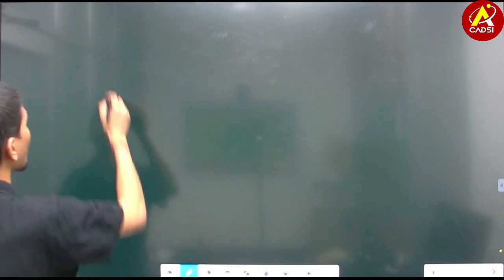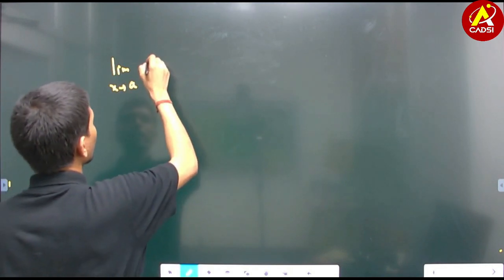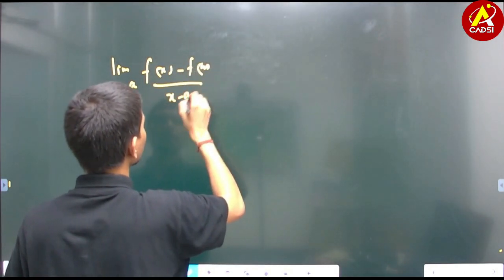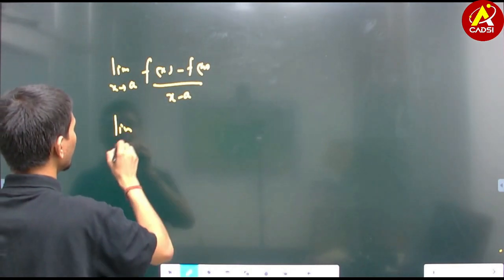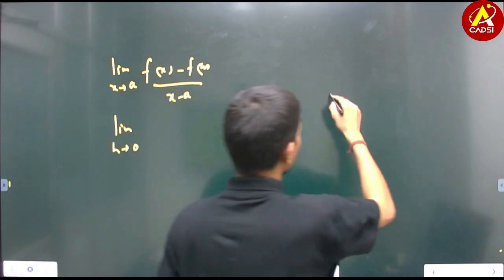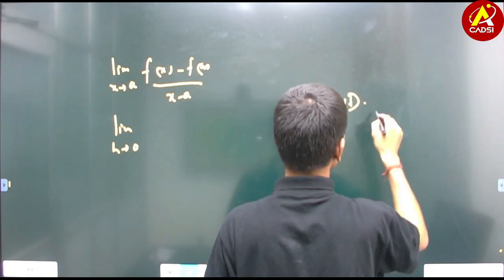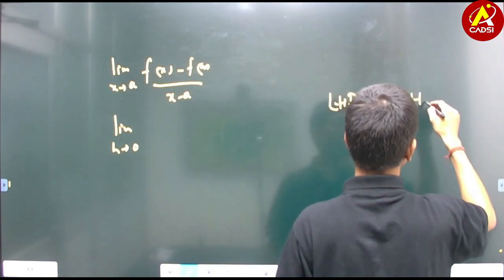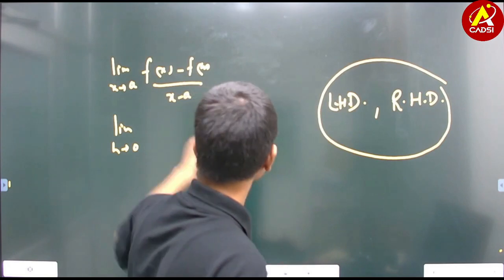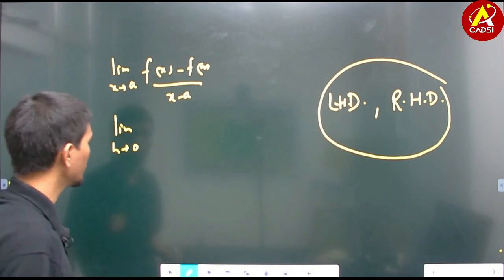Okay, so now limit x tending to a of f of x minus f of a upon x minus a. So now limit h tending to 0. Again here we can use the left hand derivative and right hand derivative. These two concepts can be used in this expression, the derivative of a function at a particular point.